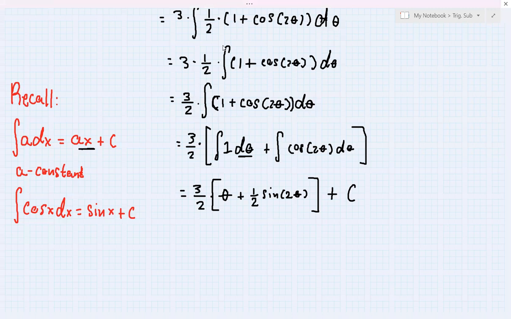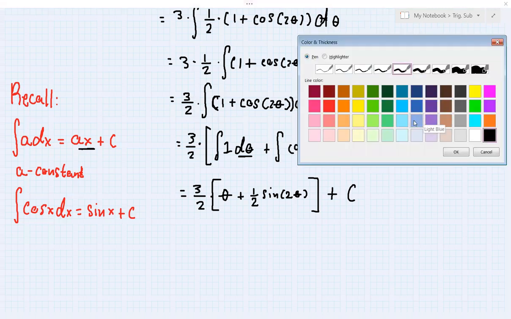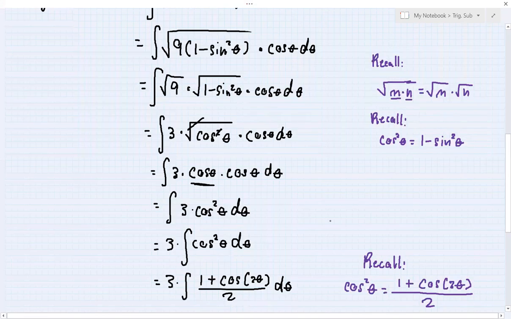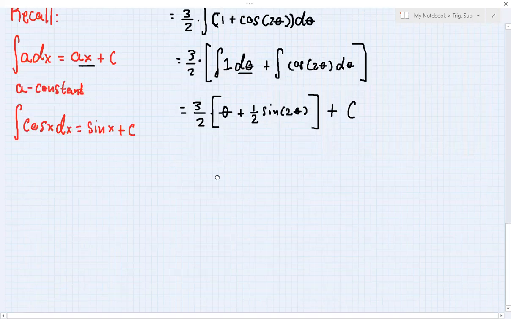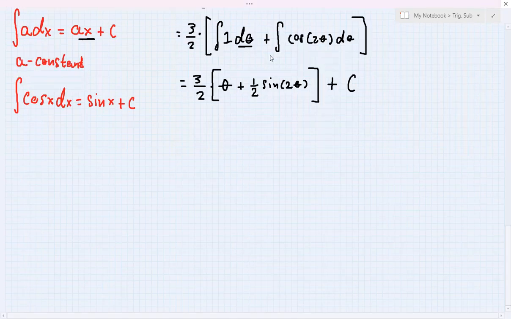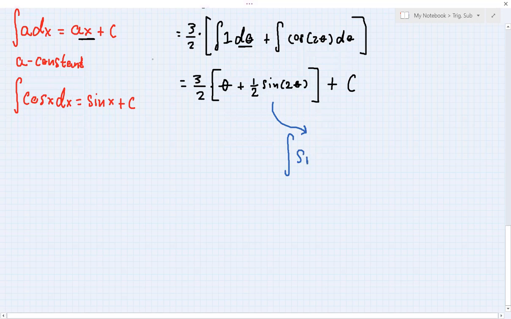So, let's go with this one. Ano ba magandang? Okay, I can use blue color. Okay. So, punta tayo dito. Dito tayo. What is the integral of cosine of 2 theta? Okay.